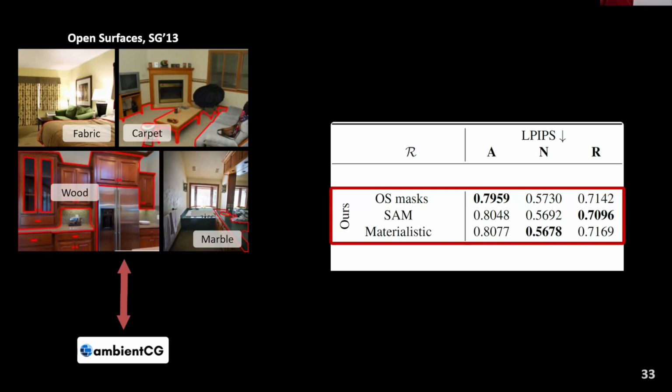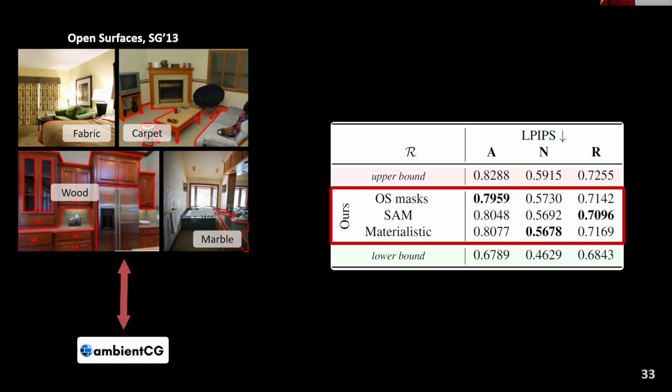And with all the region proposals, we extract somehow a coherent material, which is verified by looking at a lower bound. The lower bound being the comparison of our extracted material with the material corresponding to the ground truth class.